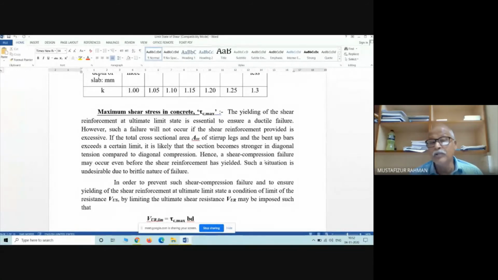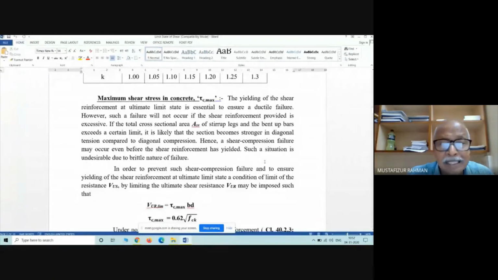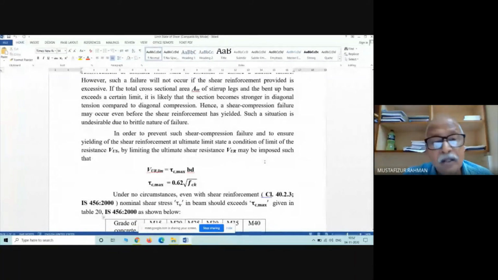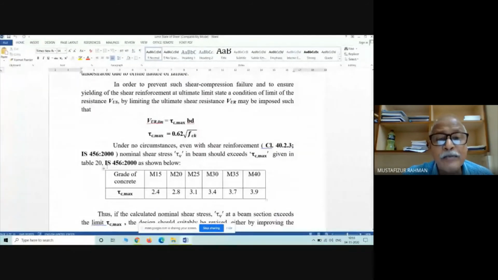So under that situation, it is said that if Asb, the stirrup legs and bent-up bars, exceeds a certain limit, there is a possibility of an increase of the compressive stage over the tensile stage. So that is why, in order to prevent such a shear compression failure and to ensure yielding of the shear reinforcement at ultimate limit state, the design limits the resistance Vus by limiting this value. That means this is an expression. Okay, this.